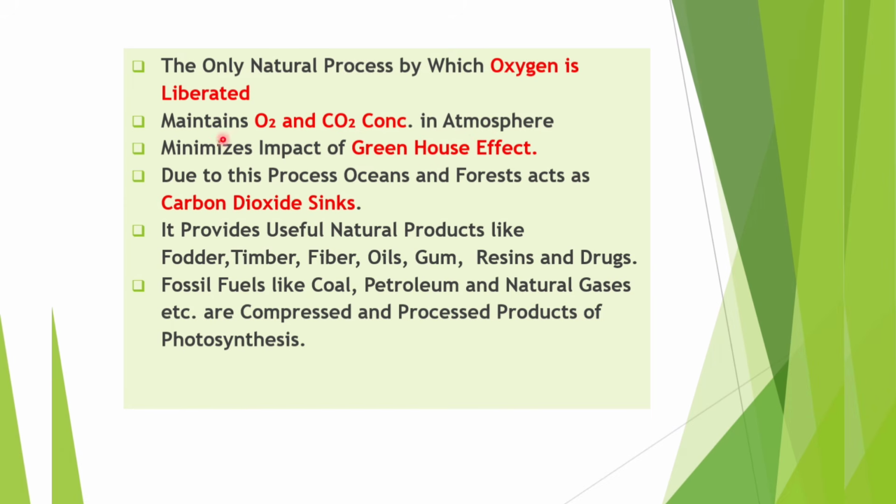And it also minimizes the impact of the greenhouse effect because it is taking the carbon dioxide and reducing it into carbohydrates. Due to this process, oceans and forests act as carbon dioxide sinks because they are reducing it to carbohydrates. That's why they are minimizing the greenhouse effect. And it provides useful natural products like food, timber, fiber, oils, gum, resin, and drugs.